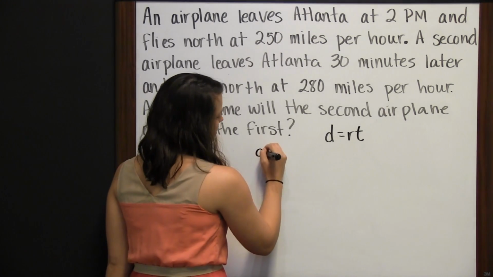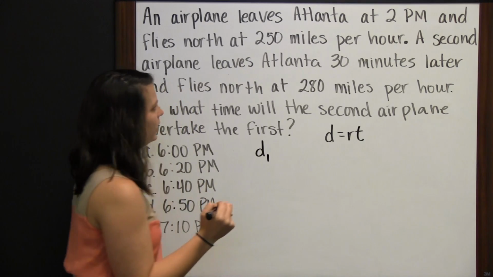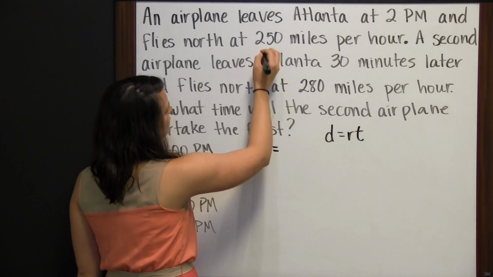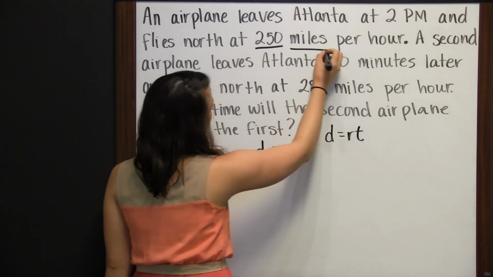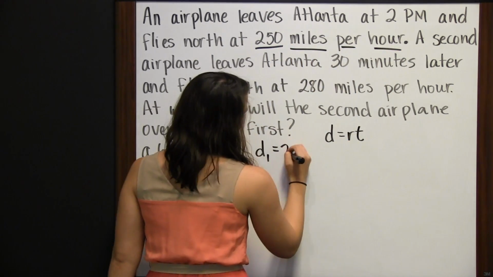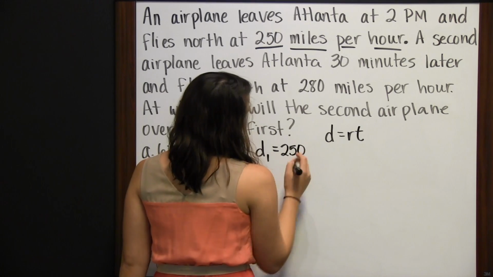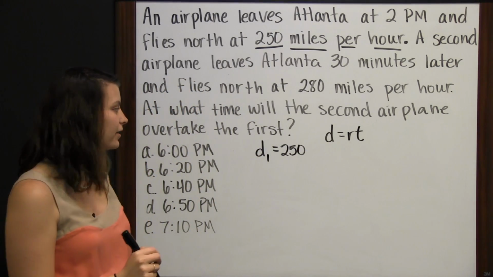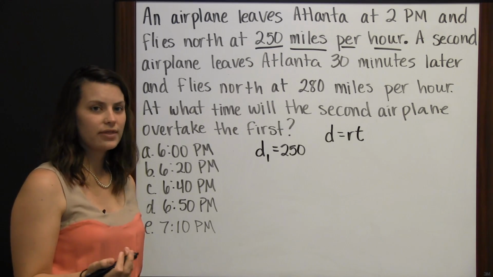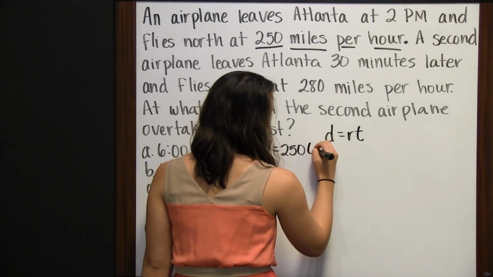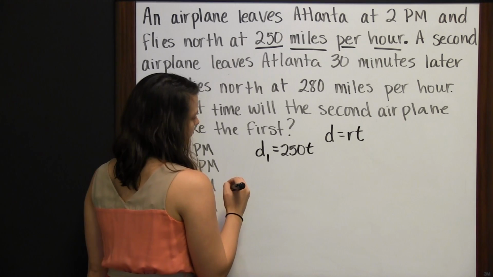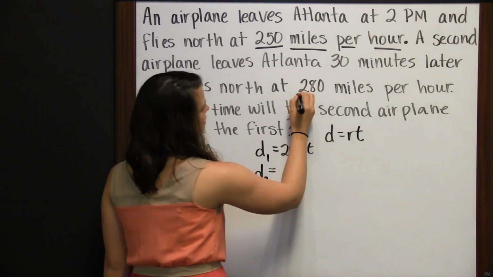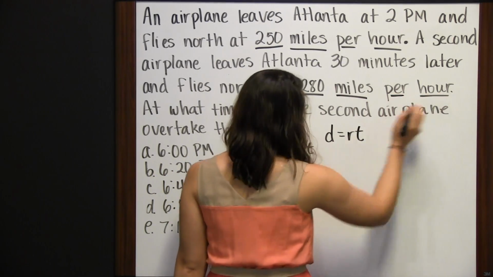So first, let's find the distance for the first airplane. The rate of the first airplane is 250 miles per hour. So 250 times, and then all we know is what time the first airplane left. We don't know how long that airplane flew, so we've got to use T for time there. Now the distance for the second airplane, the rate is 280 miles per hour.